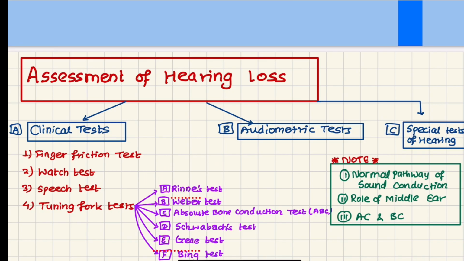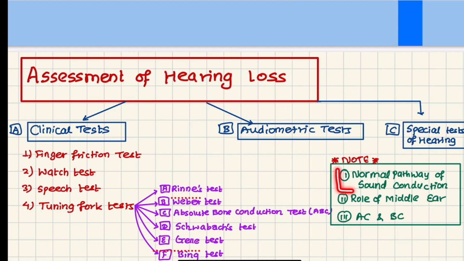Before understanding Rinne's test, it is important to understand these three things. What is the normal pathway of sound conduction? What is the role of the middle ear in sound conduction? And what are air conduction and bone conduction? After this, it will be easy for us to understand Rinne's test.